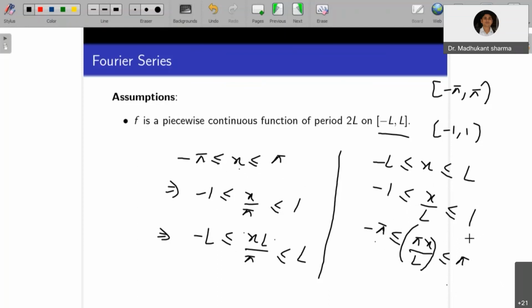Wherever you have seen x in the previous series over the interval minus pi to pi, you can replace x by pi x by L. Whenever x lies between minus L to L, pi x by L lies between minus pi to pi, so you can obtain the Fourier series for this easily. You just have to change the notations. So here is the final observation.